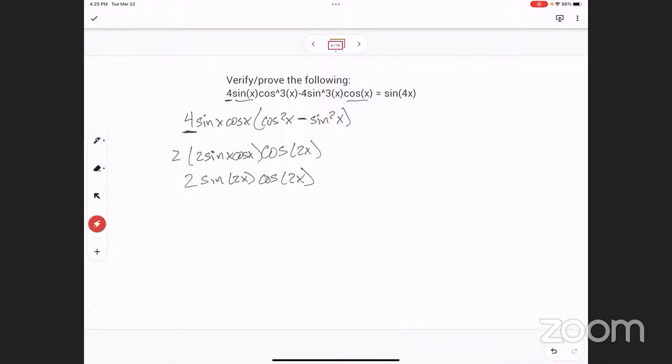And hey, can I use that same property? If I have this and a 2 in front of it, doesn't that just equal double whatever this was? It does. And what was double of this? What's double of 2x? 4x, and that's what I wanted.